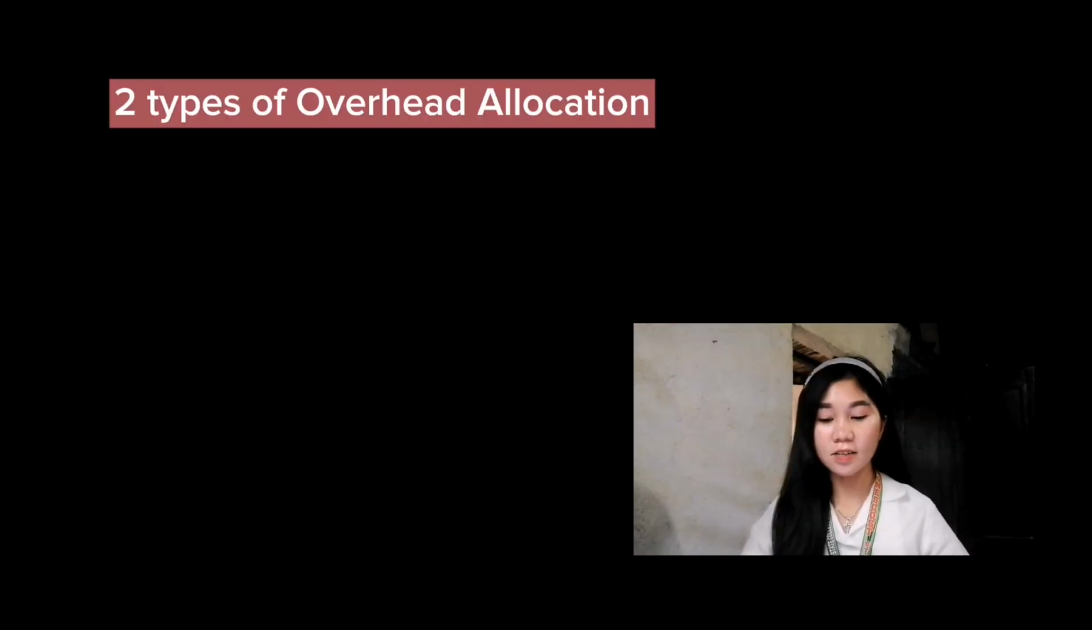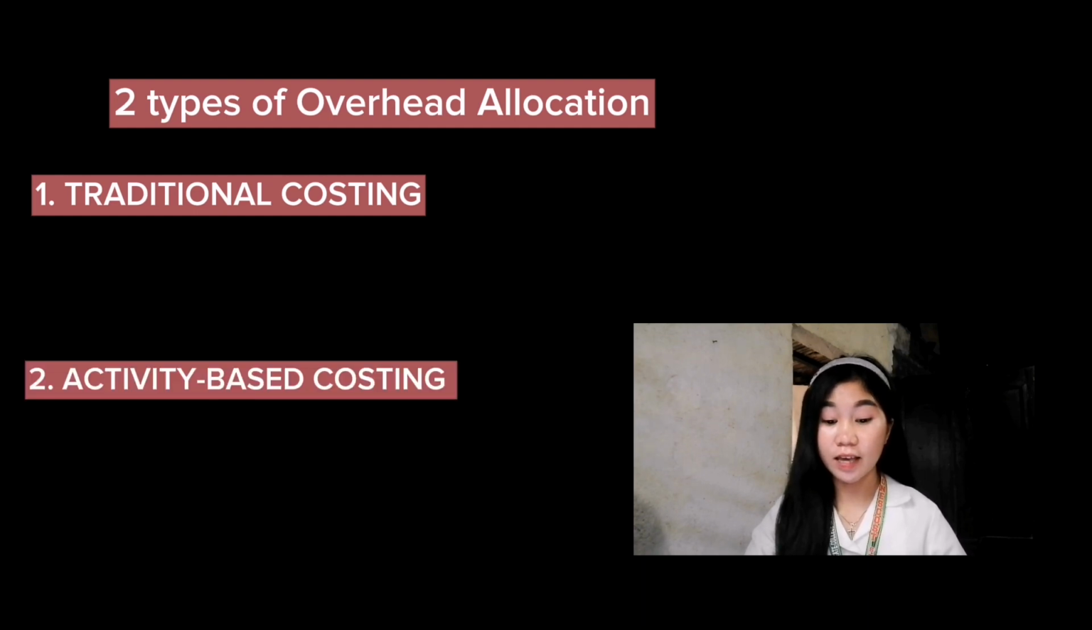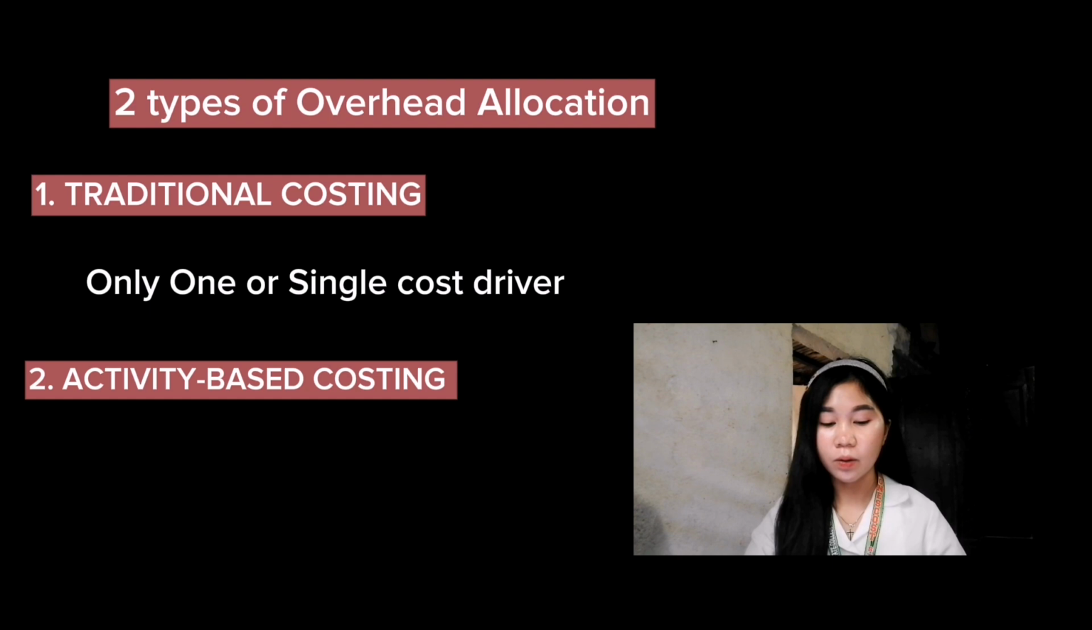So let's discuss the two types of overhead allocation. First is the traditional costing, and second, our topic for today, which is activity-based costing. So for traditional costing, this uses only one or a single cost driver. So what is cost driver? Cost driver is anything that drives or affects the cost of a product. For example, the machine hours, direct labor, and so on.